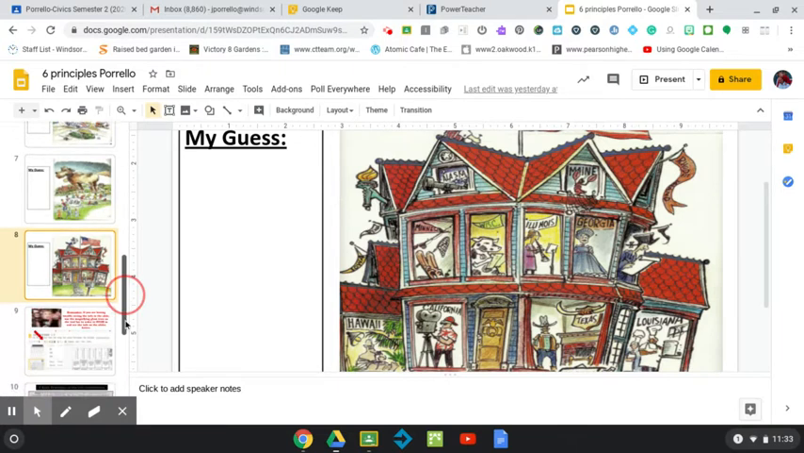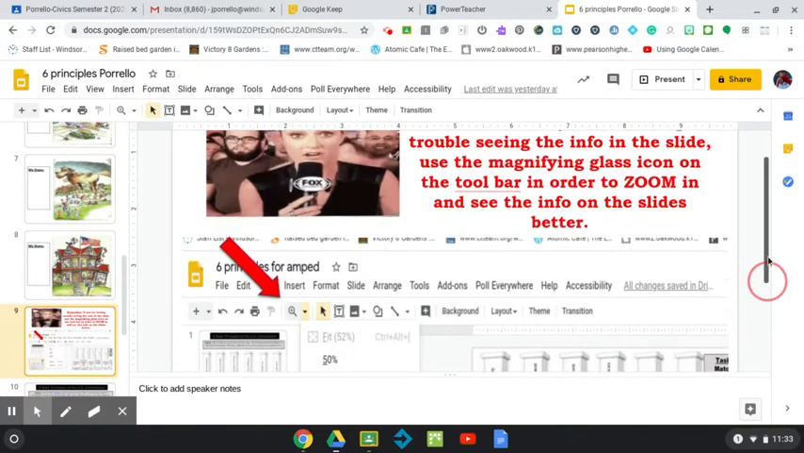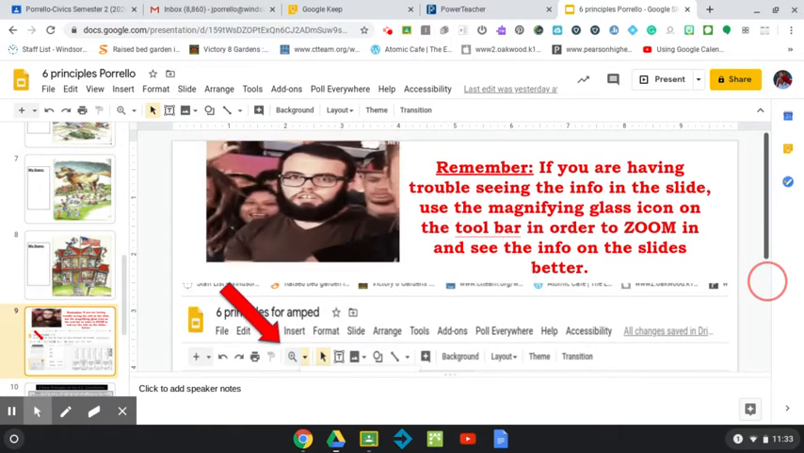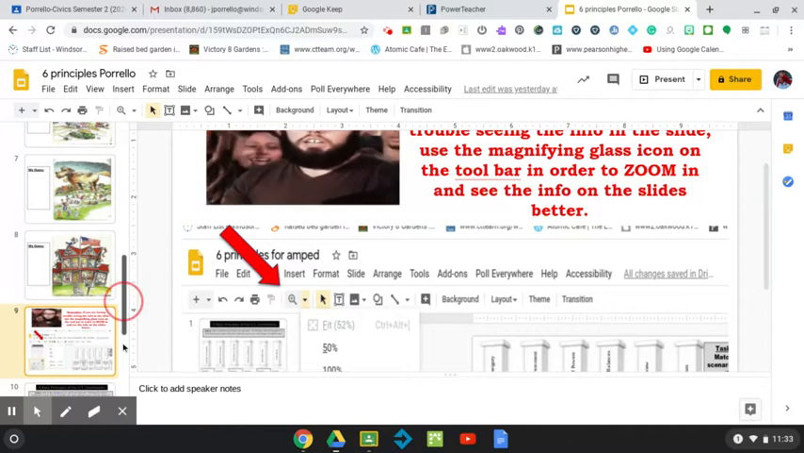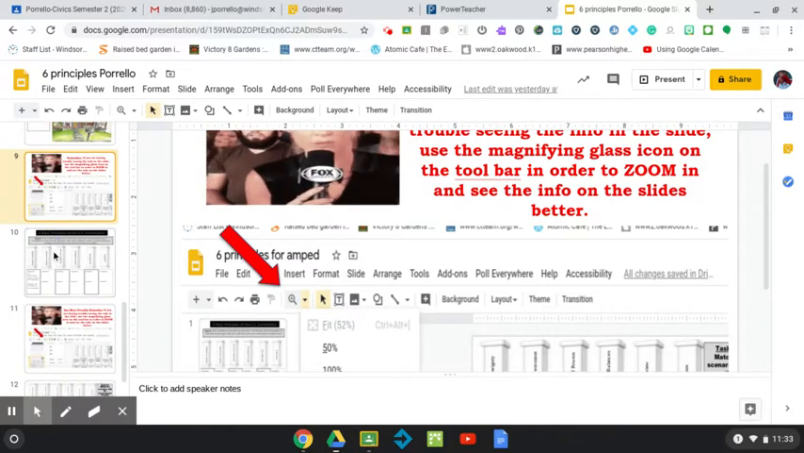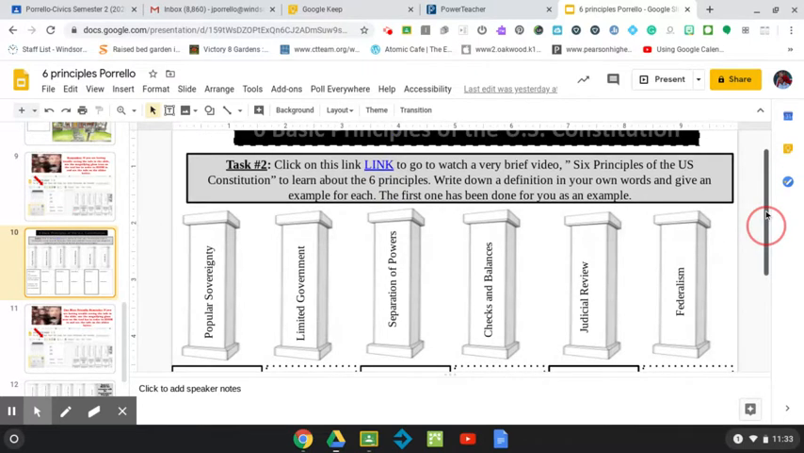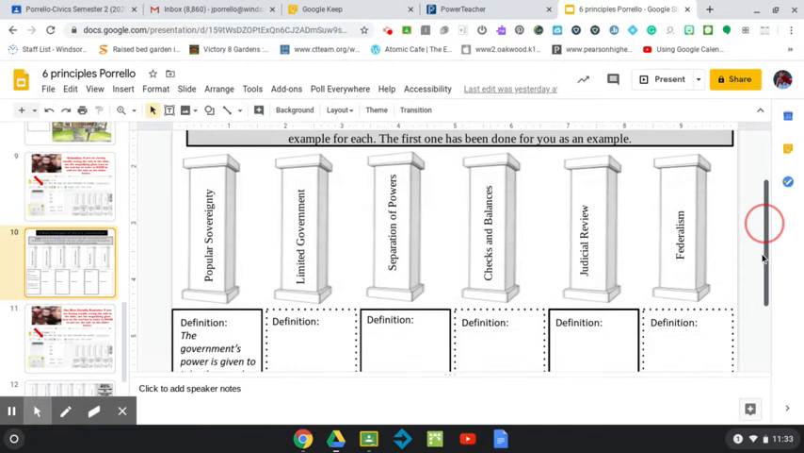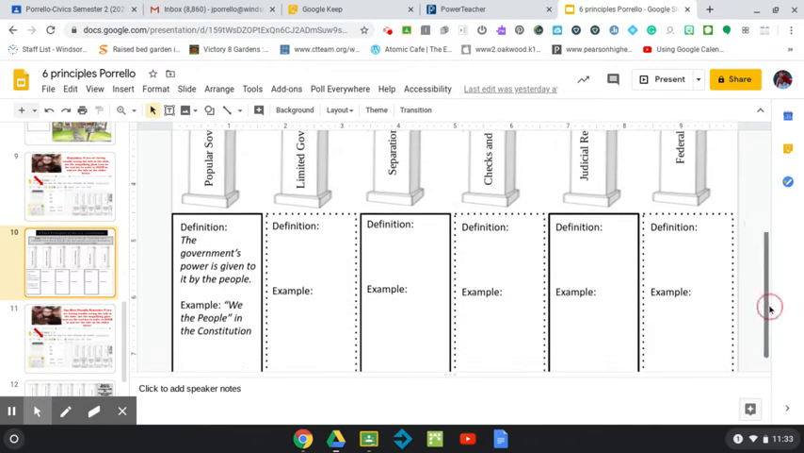Okay, so once you make your predictions, the next thing you're going to do is, and again, zoom in if you haven't already. This is especially going to be important here because it's going to be hard to see if you don't. You are going to click on this link. It's going to take you to a very brief YouTube video, which is, I think, like 2 or 3 minutes long. It really is very brief. And you're going to write down a definition for each of the 6 basic principles here.